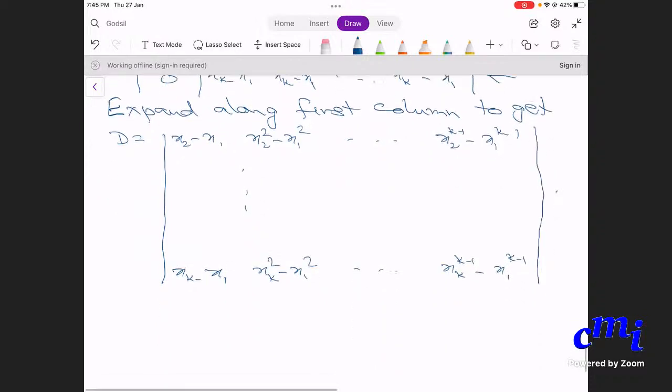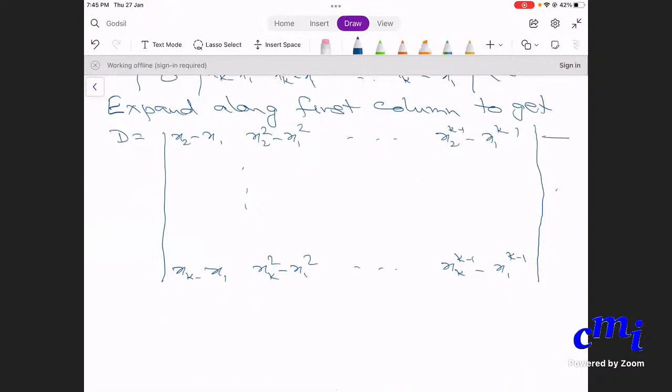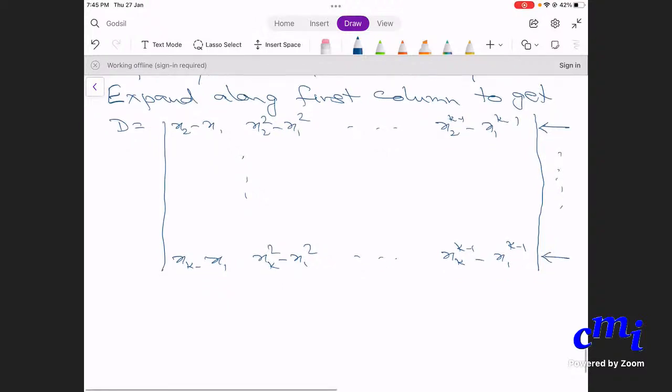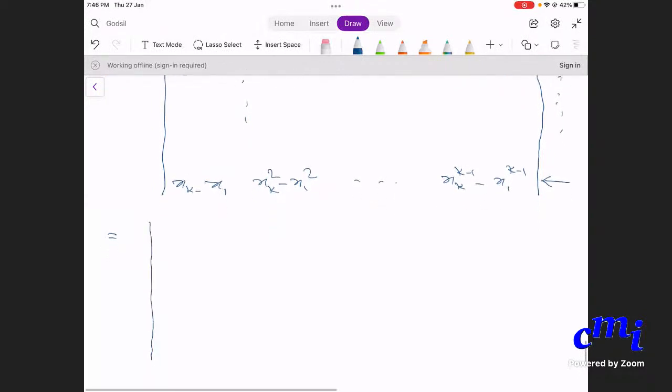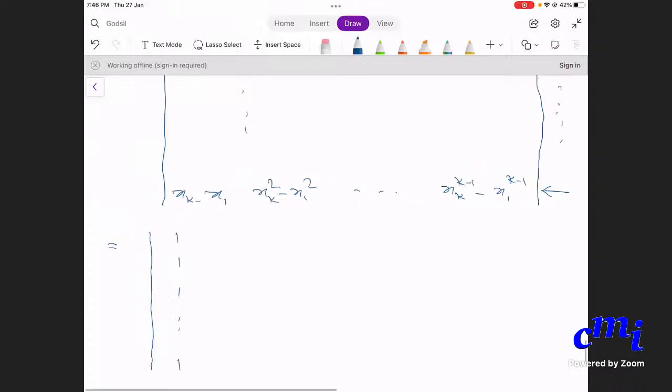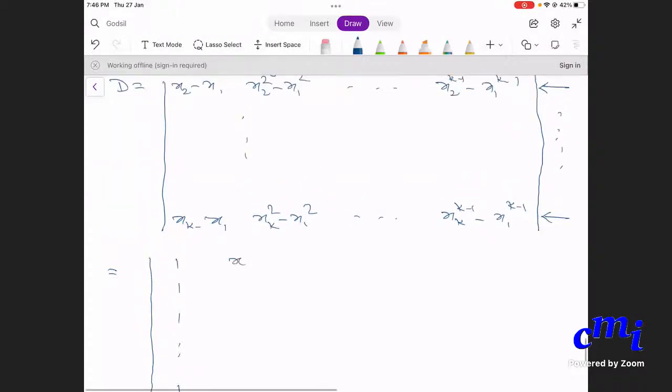Okay. So now, as I said, you can take out an x2 minus x1 common from this. You can take out an xk minus x1 common from this. You can take out lots of commons. And what will you get? You will get a matrix of this kind: 1, 1, 1. All of these are 1. Right? Here you will get x2 plus x1, x3 plus x1, up to xk plus x1.